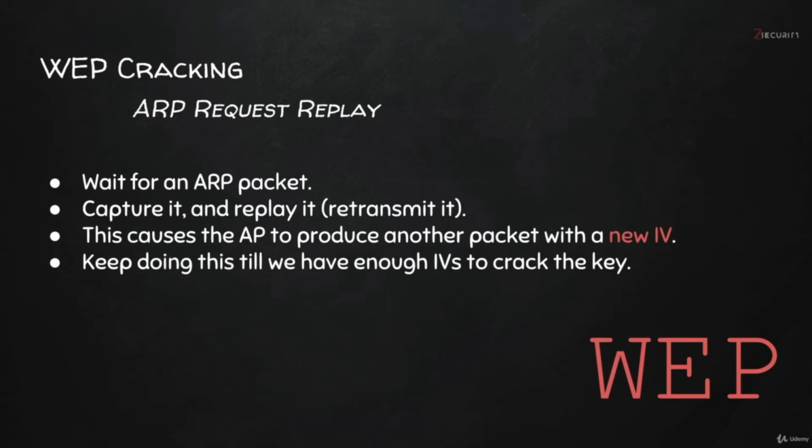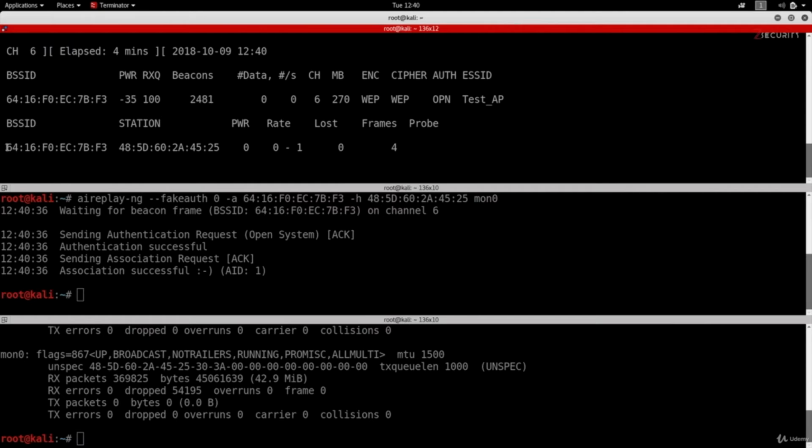So let me show you how to do this in practice. Now, as you can see, I'm already running airodump-ng against my target network, and I have already associated with it as shown in the previous lecture. So the only thing that's left right now is to run the ARP replay attack in order to inject packets into the traffic and force the router to generate new packets and increase the number of data.